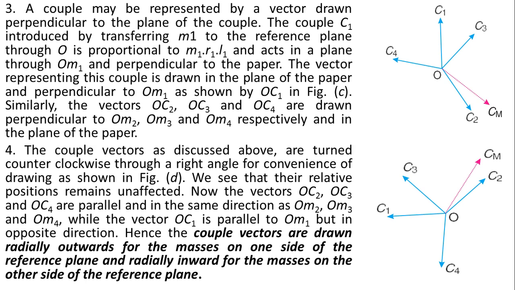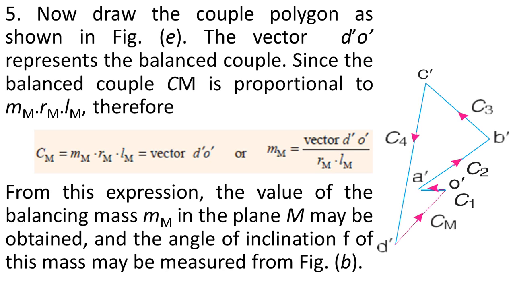Next, you take the couple in the counterclockwise direction for convenience, as shown in figure D here. The couple vectors are drawn radially outwards for the masses on one side of the reference plane, and radially inward for the masses on the other side. Then we can get the couple polygon to find the unknown values. For example, to get the mass at the M position, take the last unknown side, O'D', and from there you can get the unknown mass.